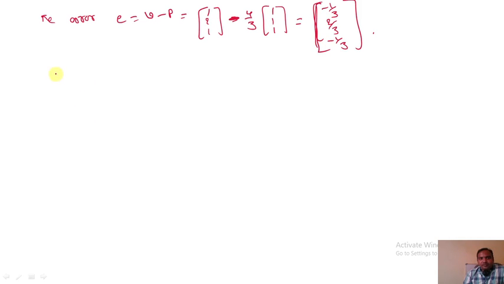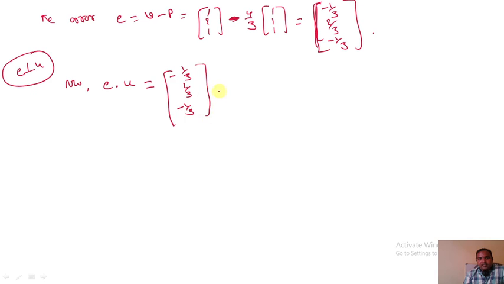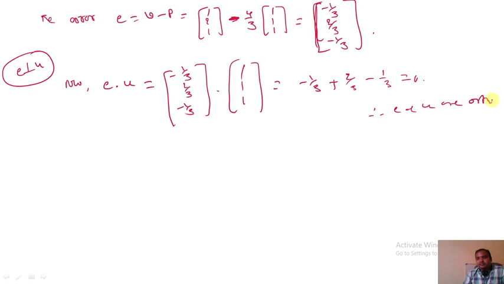Therefore, we know this must be perpendicular to u. You can check it. Now E dot u: E is (minus 1 by 3, 2 by 3, minus 1 by 3), dot product with (1, 1, 1). That is minus 1 by 3 into 1, plus 2 by 3 into 1, plus minus 1 by 3 into 1, which is equal to 0. Therefore, E and u are orthogonal. That must be orthogonal.